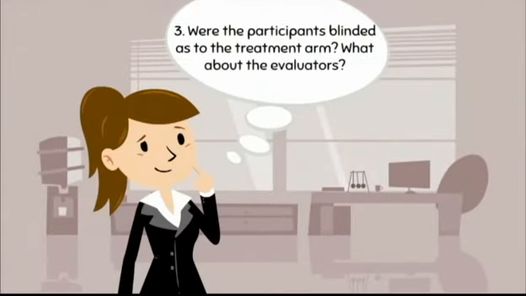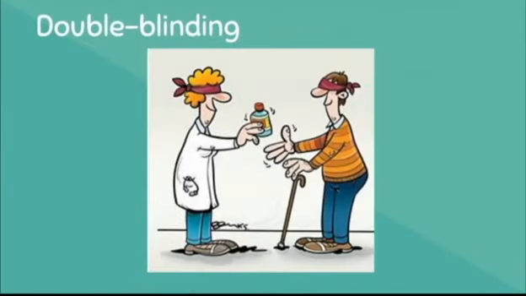Third, we ask whether the participants were blinded as to the treatment arm they were receiving. Often this is very difficult, especially if the intervention has a behavioral component. What about the evaluators? Knowing the treatment arm may influence the evaluator's assessment of the outcome, especially if there's room for subjective interpretation. Studies in which both the patients and evaluators are blinded as to the treatment arm are called double-blinded studies.